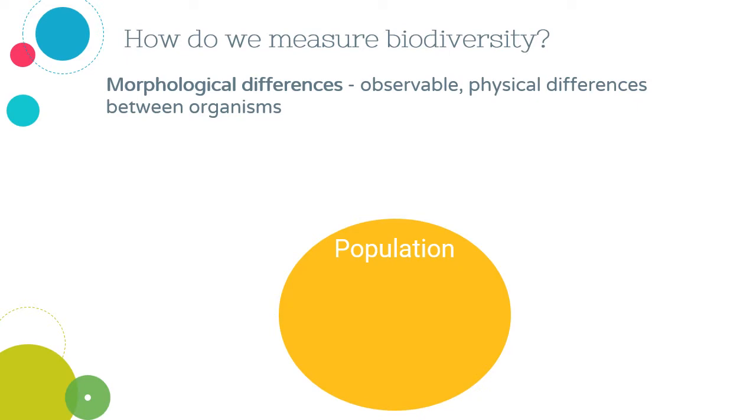One of those is morphological differences. So within a population, we will have variation. And some of those will be morphological. We'll be able to look at the physical, observable differences between those organisms.